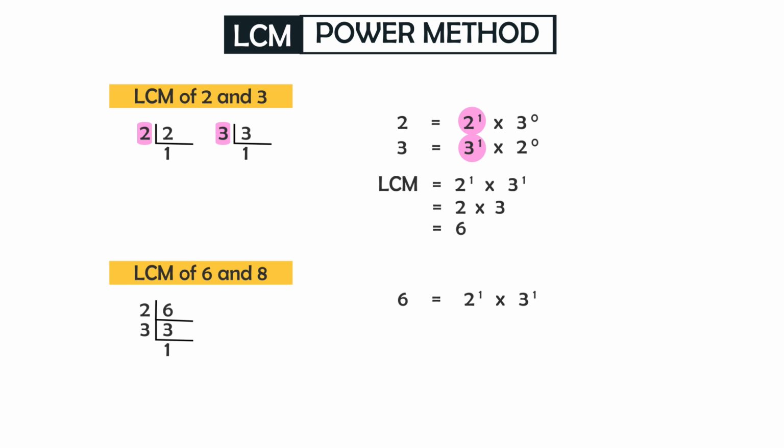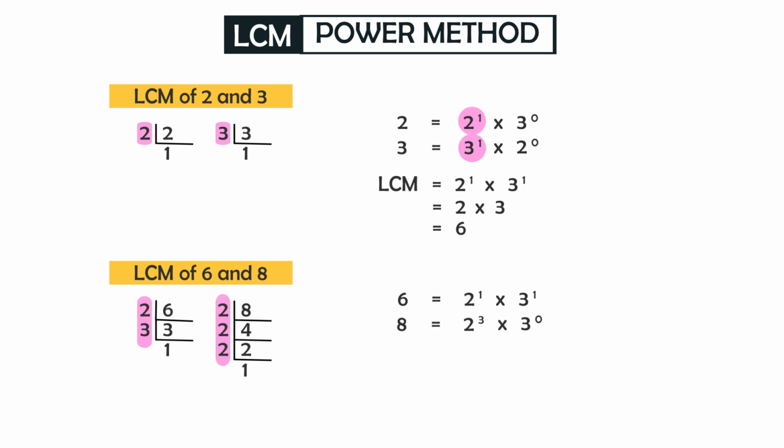What are the prime factors of 8? 8 divided by 2 is 4. 4 divided by 2 is 2. 2 divided by 2 is 1. So we can write 8 as 2 to the power 3. Now we have to balance the powers. Yes, we have to add a 3 to the power 0 to 8.